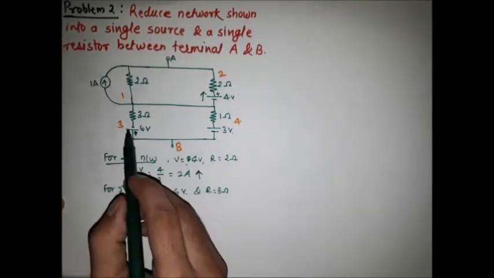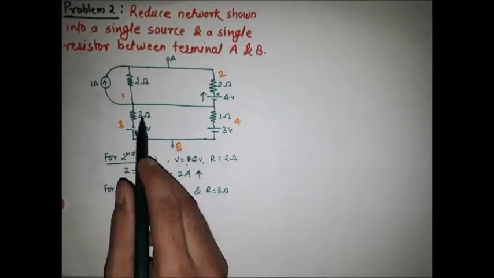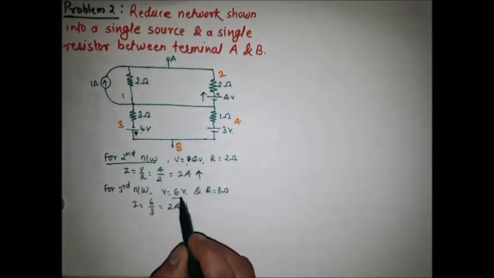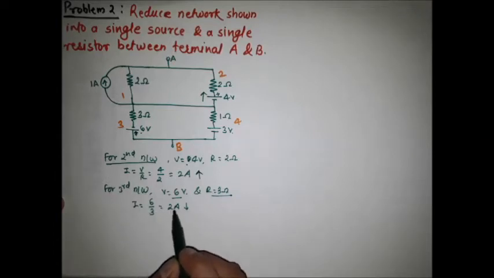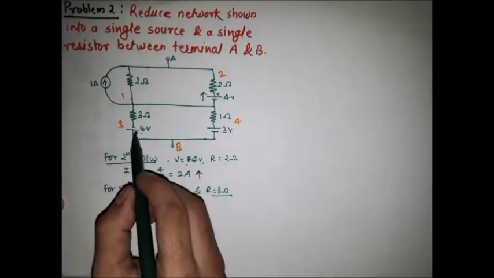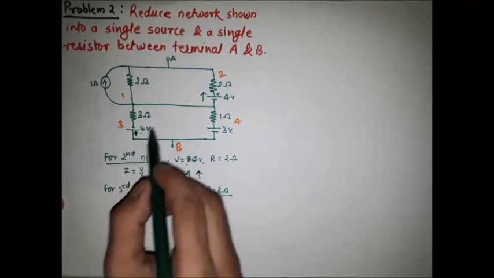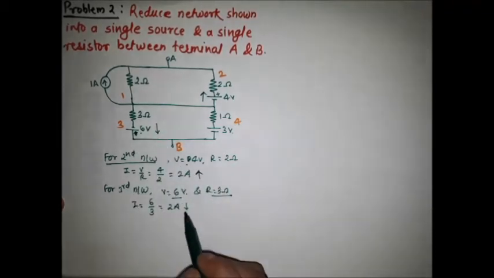Then for the third network, V is equal to 6 and R is equal to 3. So I is equal to V upon R. So simply it is 6 upon 3, equal to 2 ampere. The positive terminal is at the lower level, so we are considering the current direction like this.